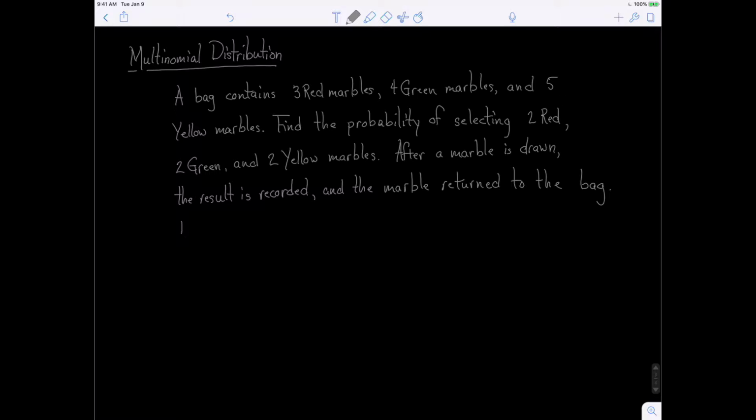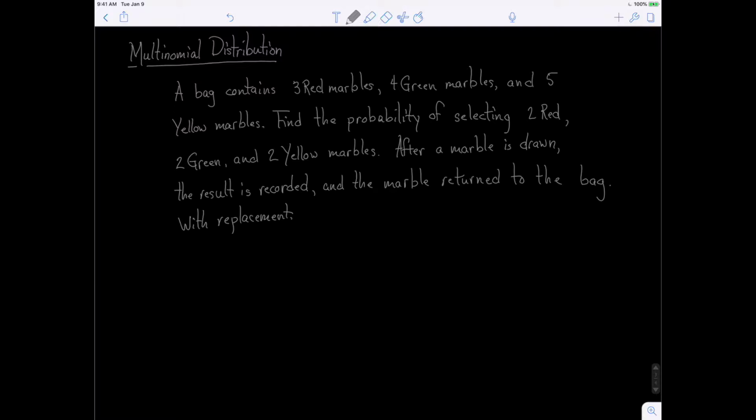Oops, it's not ugly W. With replacement. Well, the way to approach this problem is the same way we have approached any of our problems, or the way we approached the binomial problems in the last section. And that is solution.